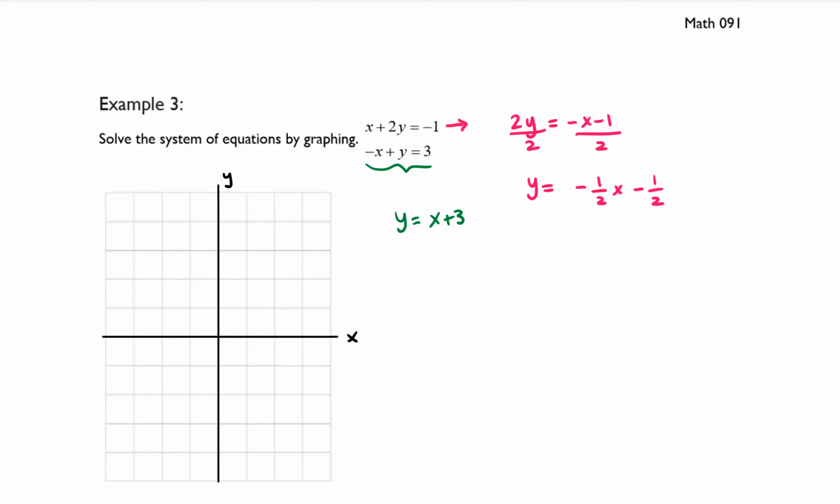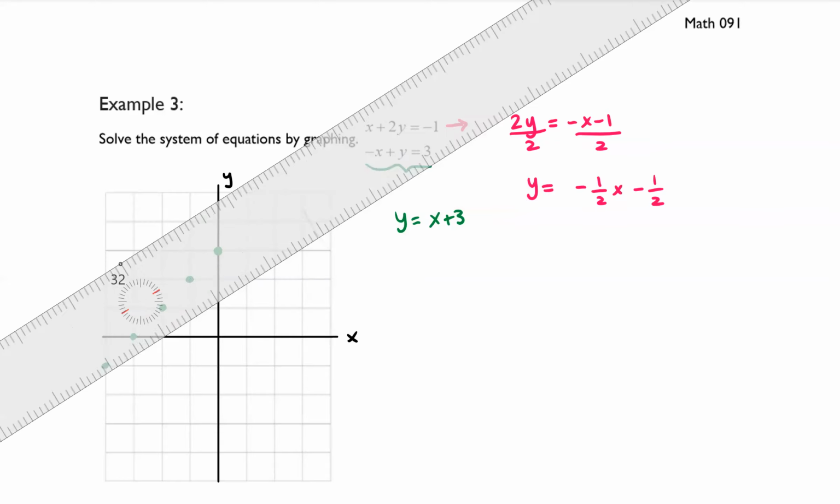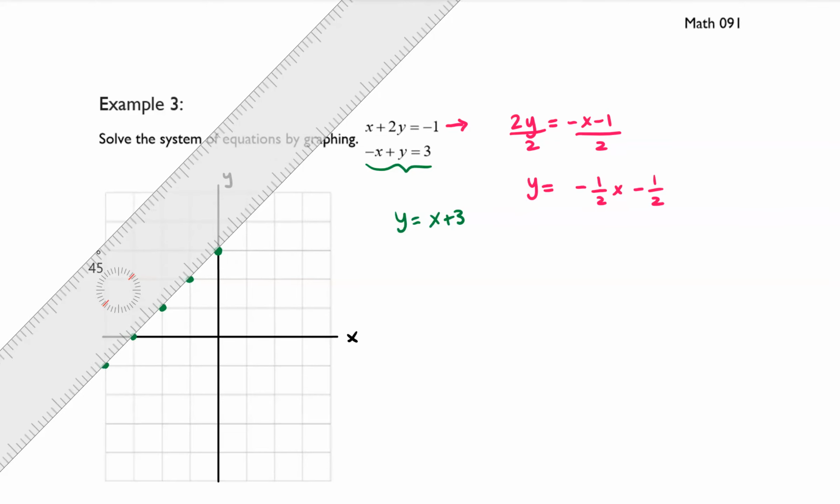So y equals x plus 3 gives me a y-intercept of 0, 3, and we have a slope of 1. I'm going to go in the opposite direction than we normally go, so I'm going to go down 1, left 1, down 1, left 1, down 1, left 1. Now I'm going to connect those.